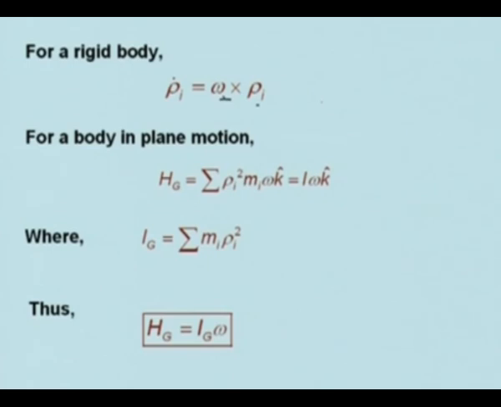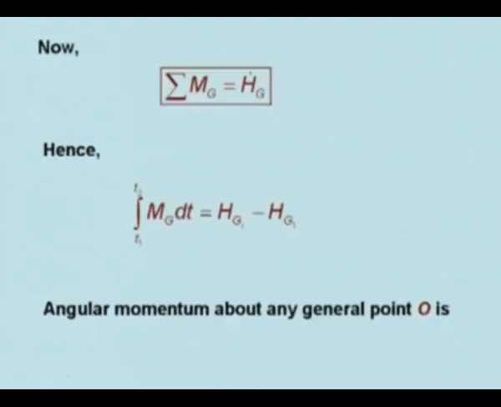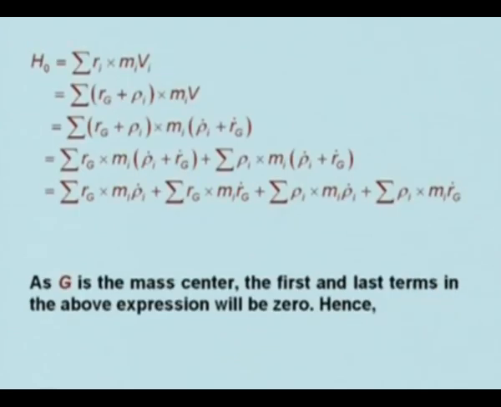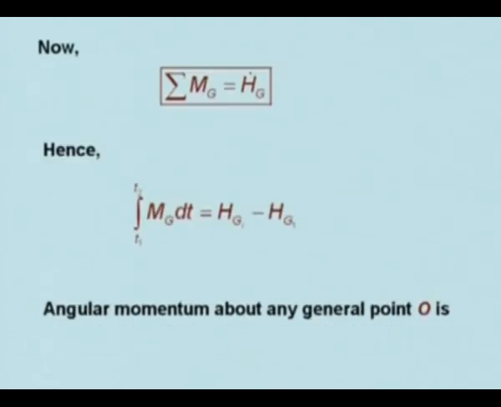Now Ig is equal to basically sigma mi rho I square, that I can write as Ig. So therefore Hg is equal to Ig omega, that expression we get, and sigma Mg is equal to H dot g, which we already have. Hence if we take T1 to T2, integral of Mg dt is equal to Hg2 minus Hg1. That means if we can find out the impulse of the moments, then that is the change in the angular momentum.